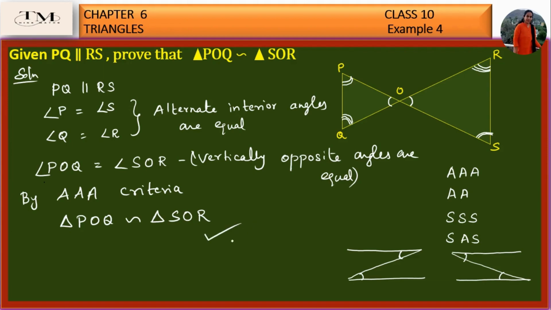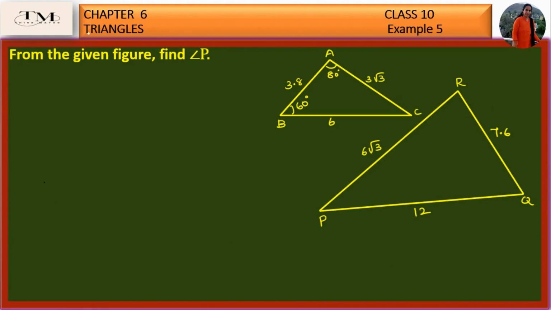Okay, I hope this is very easy. So moving on to the next example. Example 5. From the given figure, find angle P. So observe the triangles ABC and PQR. In triangle ABC, information about three sides is given and two angles are given. In triangle PQR, all three sides are given. So in both triangles, we have information about all three sides.